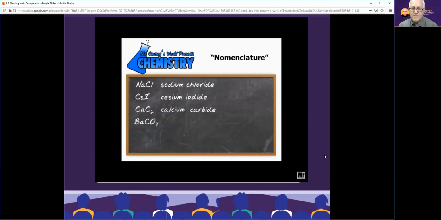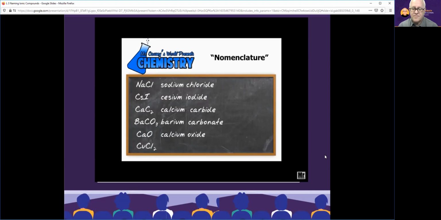BaCO3, barium, and CO3 is a polyatomic ion, so I look on my chart there, and it's carbonate, barium carbonate, and you need to be aware of and to recognize polyatomic ions. CaO, calcium oxide. Calcium's a +2, oxygen's a -2, so it balances out real nice, and there are no worries about the ions. Calcium has one type of ion.